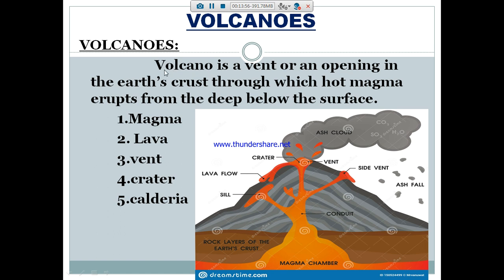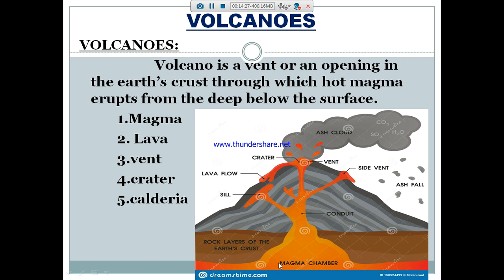See here, a volcano is a vent or an opening in the earth's crust through which hot magma erupts from deep below the surface. First one is magma. See here, this is the magma. Magma means the molten rock material.